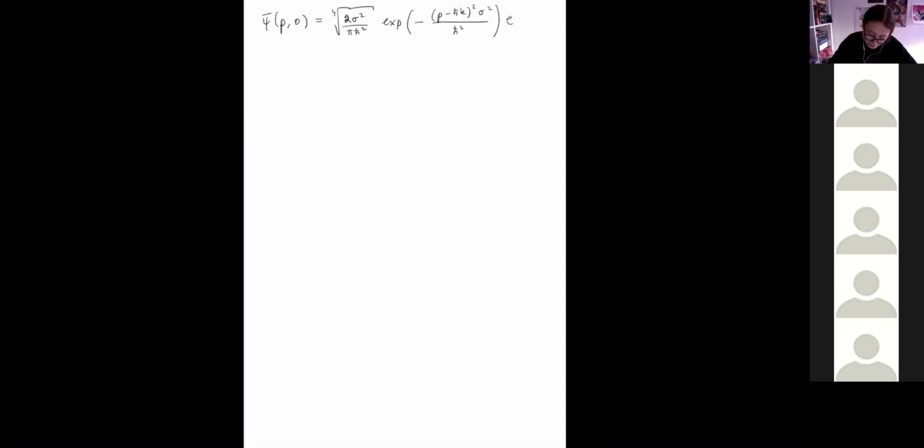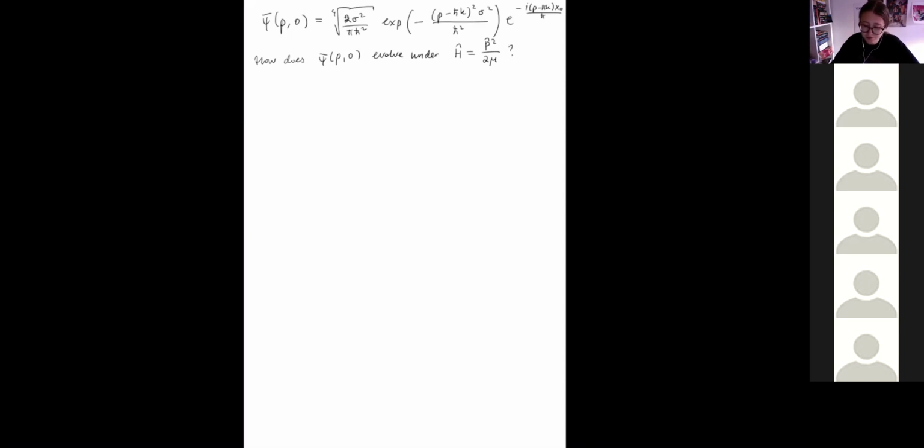So for the momentum, we essentially have a Gaussian, which is peaked around p equals ħk. Okay, so our first step is done. Next step is to understand how ψ̄(p,0) evolves under the free particle Hamiltonian, which is p² over 2μ.